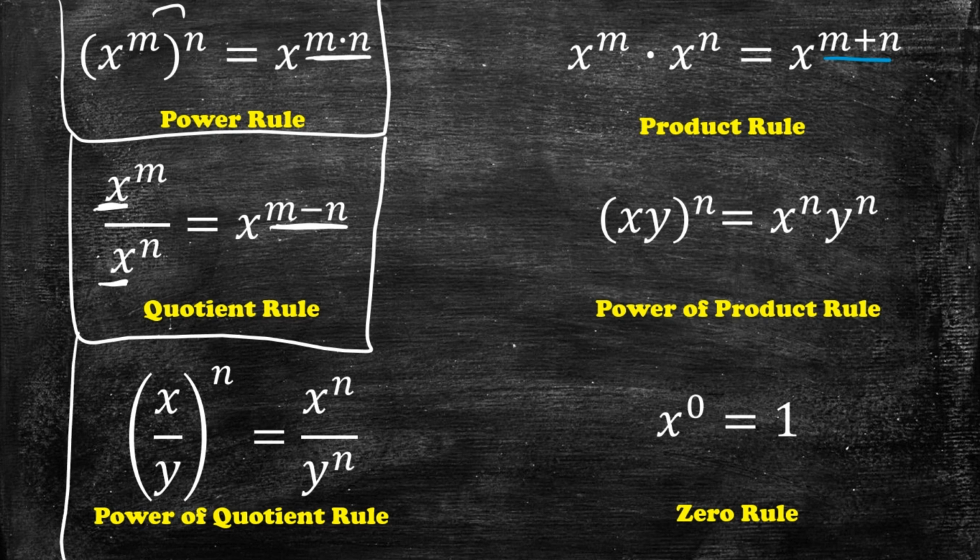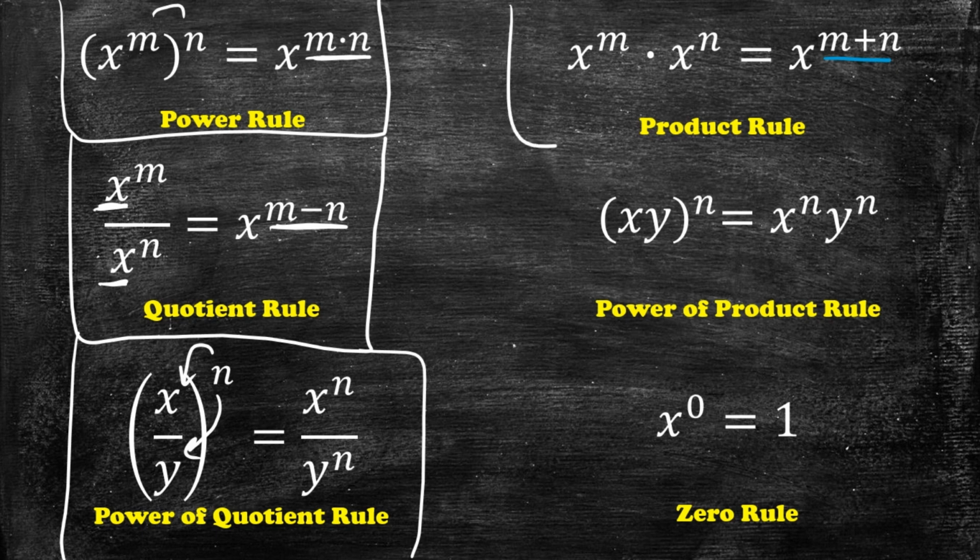Next one, going downwards, the power of quotient rule. So if you have a fraction and it's raised to an exponent, what you do is you can distribute this exponent above both of those numbers or variables, like so.